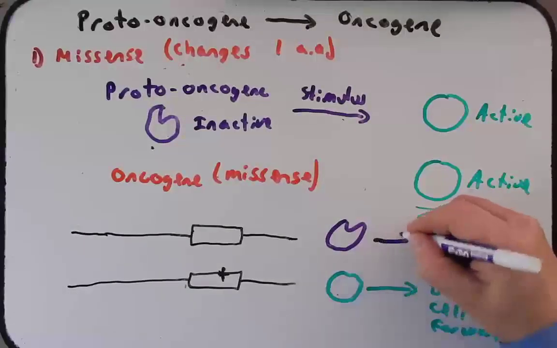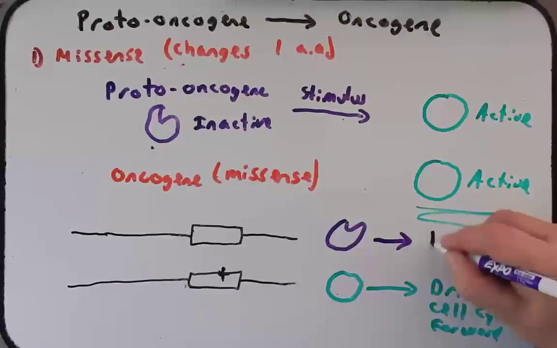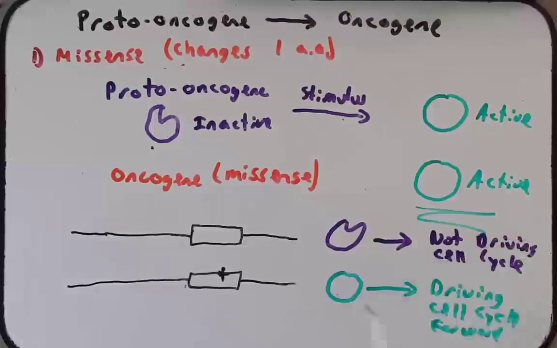This protein, the inactive one that's supposed to be made, is doing its job, right? It is not driving the cell cycle forward. But it doesn't matter, because this one has gone rogue. It is bypassing the need for regulation by this protein, and it's just driving that cell cycle. This protein can do nothing about it.